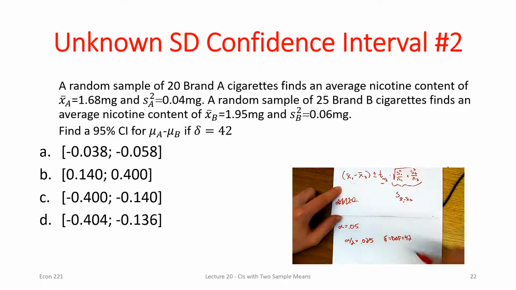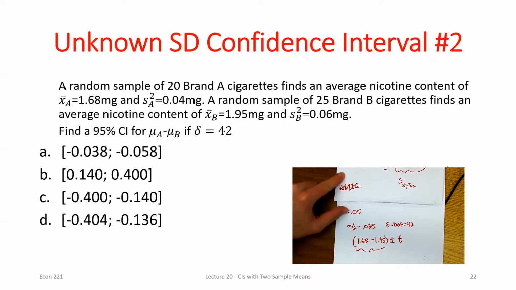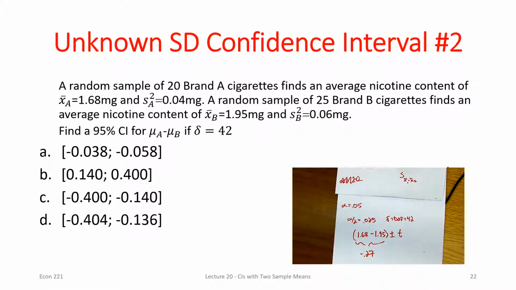I've got my two sample means. Thinking about my sample difference, brand A minus brand B, brand A was 1.68 minus 1.95 for brand B. I'm building my confidence interval around this. The sample difference I found was negative 0.27, so my confidence interval should be centered around that sample difference. When I look at A and B, negative 0.27 isn't even in these ranges, so C and D are the only answers that make sense.